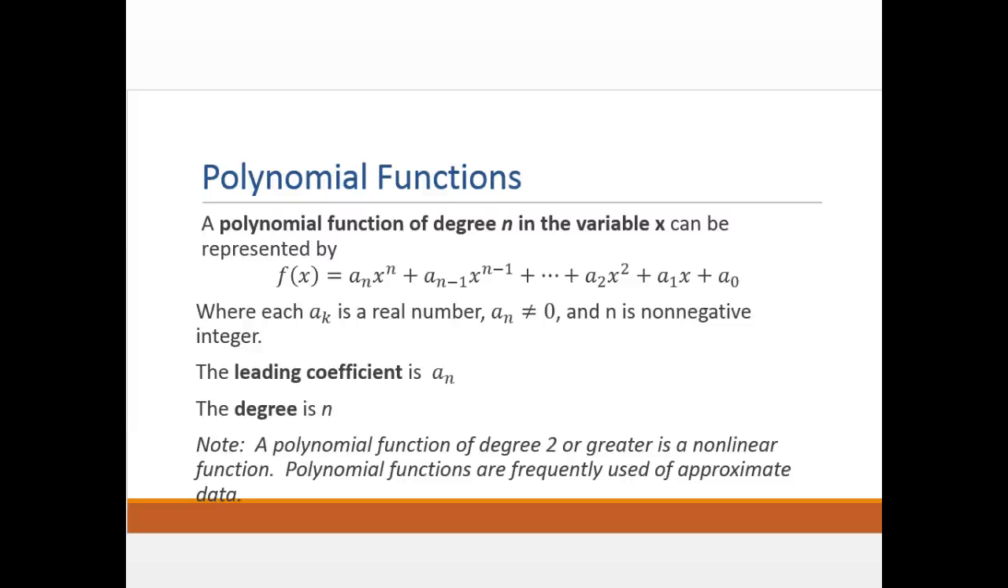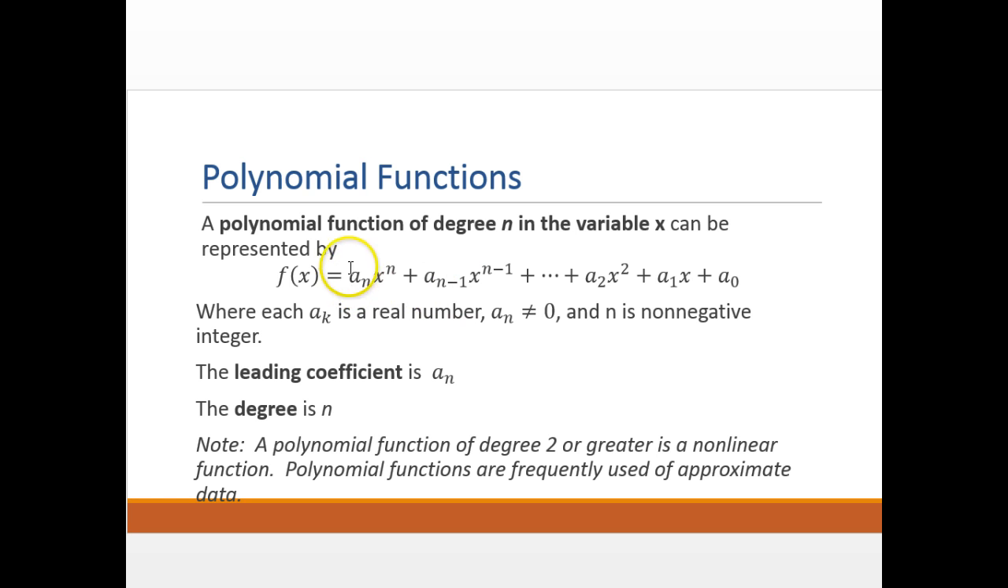Let's first define what a polynomial function is. A polynomial function of degree n and variable x can be represented by this. This looks really ugly. All we do is we have n plus 1 terms typically. Our degree is the exponent of the highest degree term. And these a_n, or a_(n-1), these a_k's, these are just our coefficients.